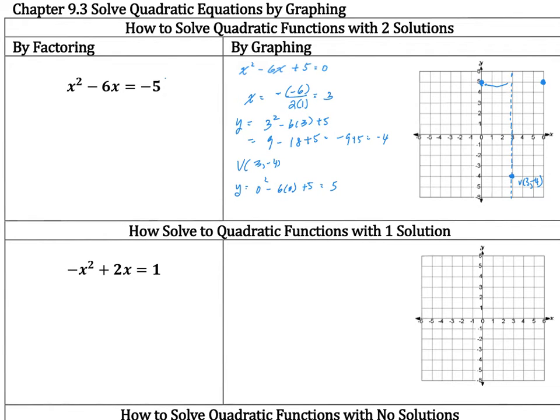And now I'm going to connect my dots. So the points in which the quadratic function crosses on the x-axis are your solutions of the quadratic function, or in other words, the zeros of the function. We can also solve this by factoring.